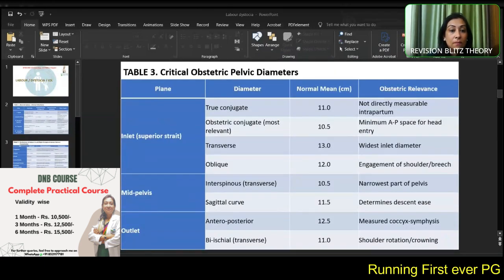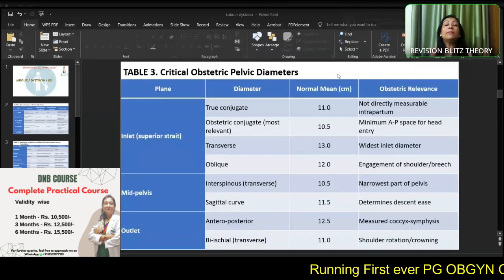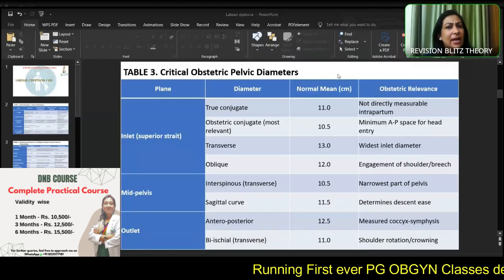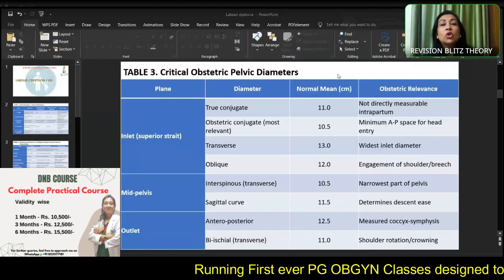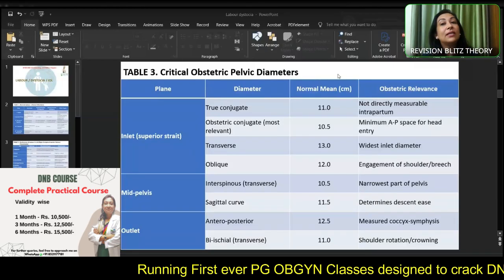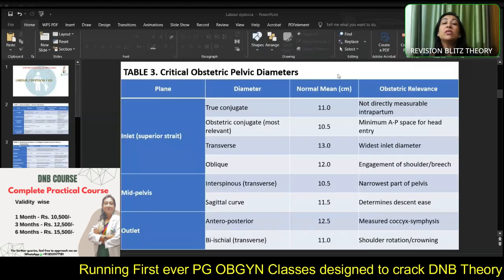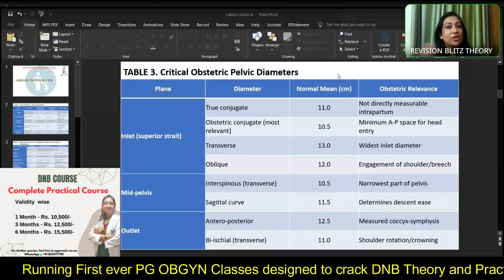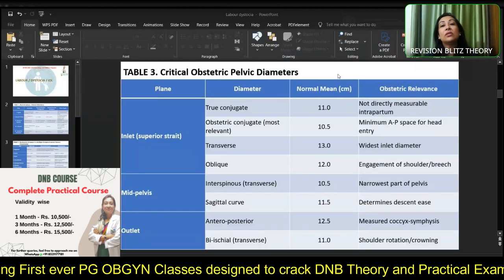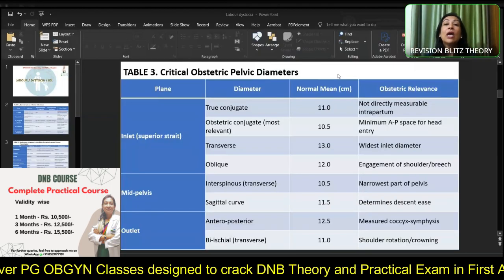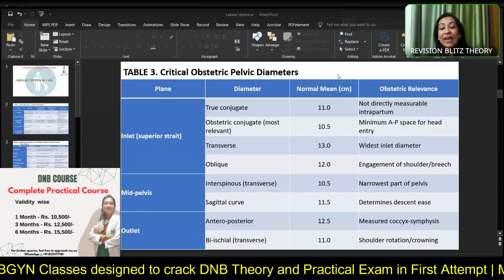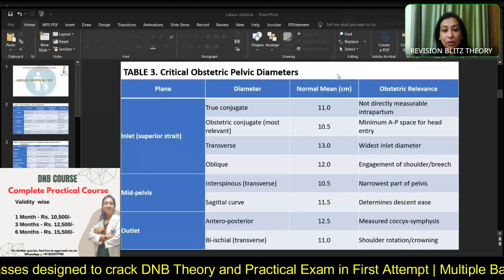Now, certain pelvic diameters are very, very important. I'll give you just in one minute. So there is inlet, then there is cavity, and then there is outlet. The most important diameters are anteroposterior as well as transverse diameters. So just remember this very clearly. The inlet is very simple. It's 11, 12, 13. That's how it goes.